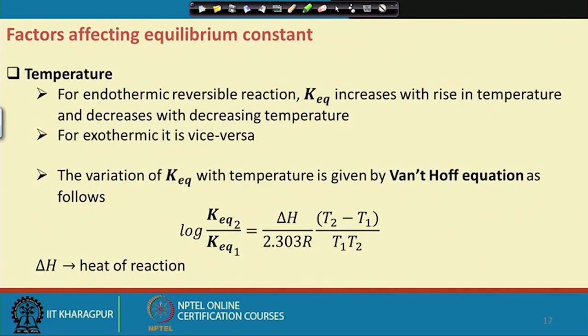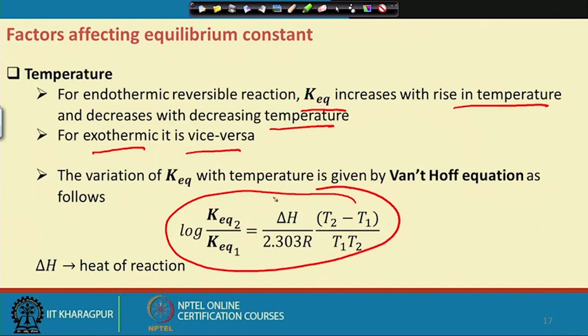Now, for an endothermic reaction, K equilibrium increases with the rise of temperature and decreases with the decrease of temperature. But in case of an exothermic reaction, it will be the reverse. The equilibrium constant will decrease with rise of temperature and increase with decrease of temperature. The effect of temperature on the equilibrium constant is explained by this equation: log of the equilibrium constants K2 and K1 at two different temperatures. It can be explained with the change of enthalpy, and R is the gas constant, and this can be explained like this.